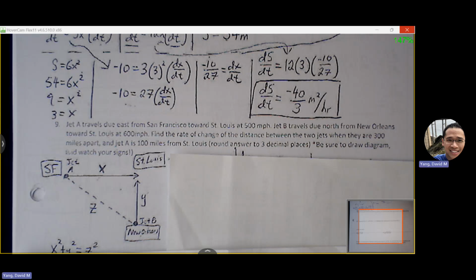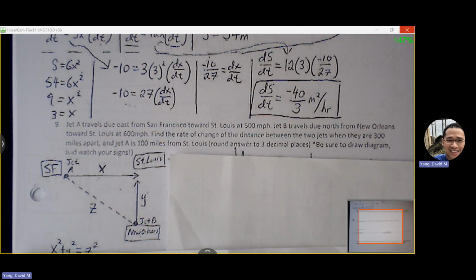What's happening to x? Is this distance getting shorter or longer? Shorter. So therefore dx/dt should be what? Negative. Even though it's moving right, we talked about how direction has no bearing on the rate, right? We have to look at what is happening to our value. Is our value getting larger or smaller? So dx/dt should be negative, right?